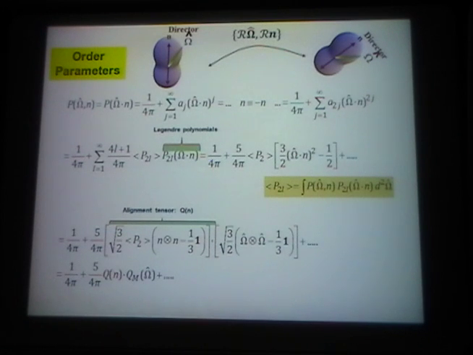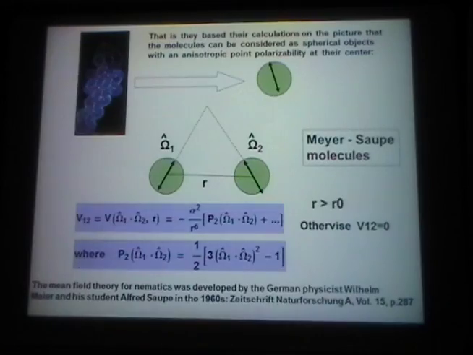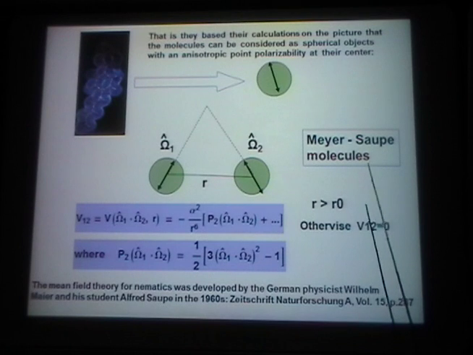Now, I will show you one example how it works. This example is Maier-Saupe theory. Maier and Saupe took the simplest possible potential of interaction. Namely, they assumed simply point dispersion polarizabilities, interacting like minus 1 over r to the power 6. This interaction can be derived using quantum mechanics, second order perturbation theory. I don't have time to tell you more about that.